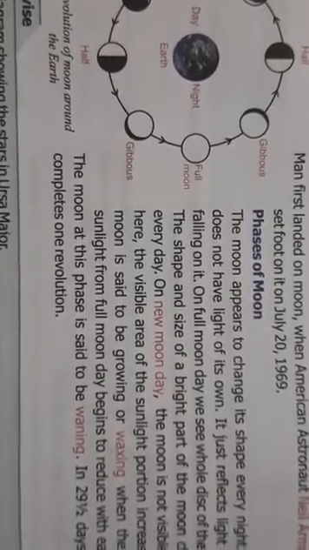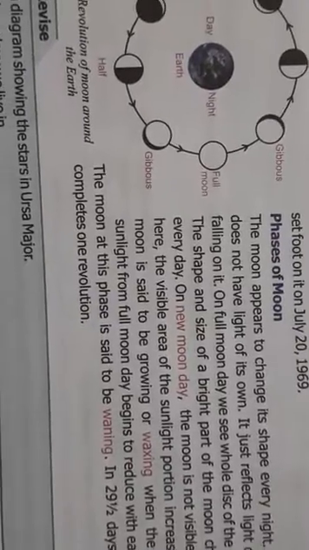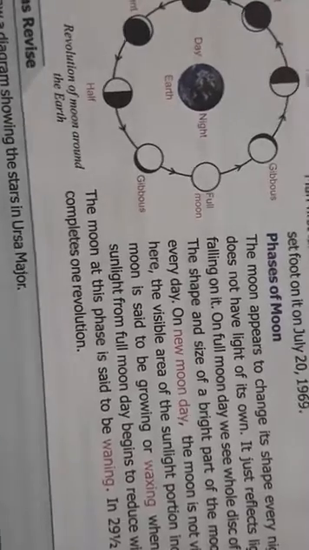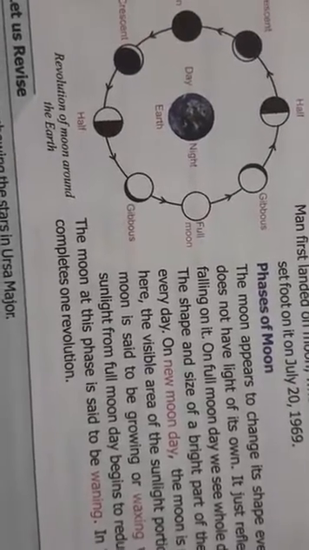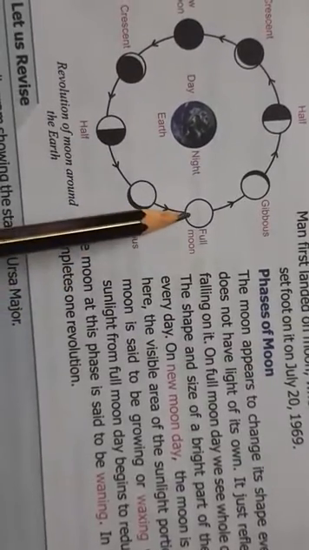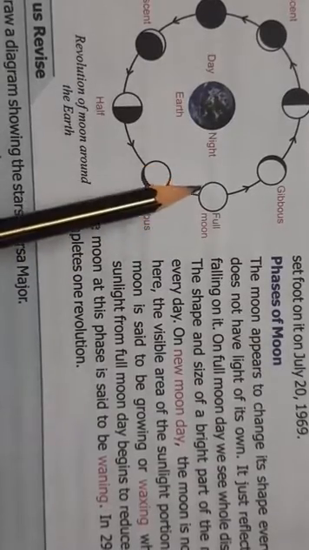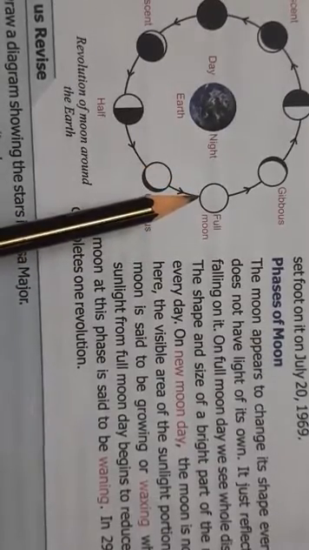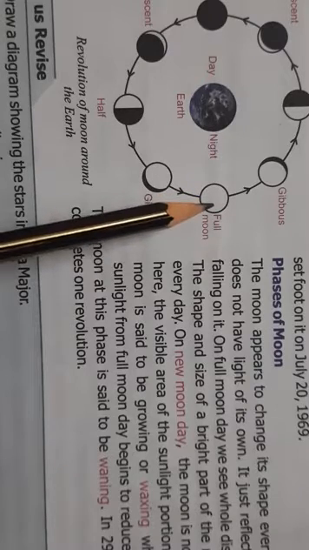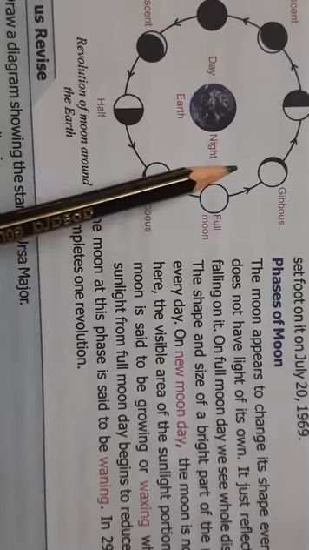Moon does not have light of its own. Just now I told you. What does it do? It just reflects the light of the sun that is falling on it. Now, on a full moon day, we see the whole disk of the moon. Now, the shape and size of the bright part of the moon, you can see here the bright part of the moon is changing every day.